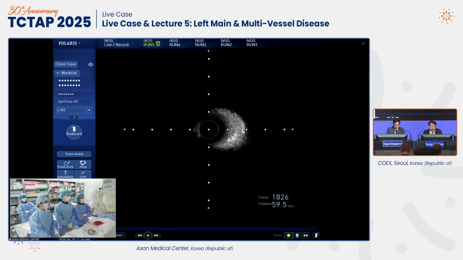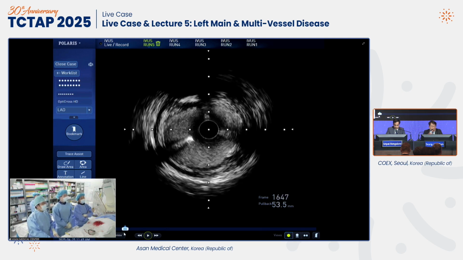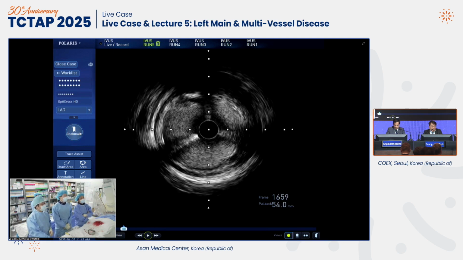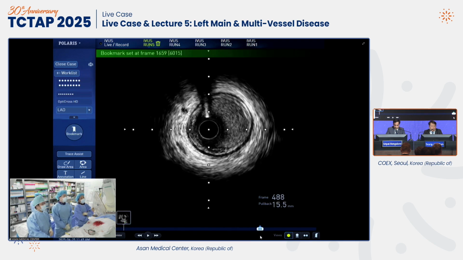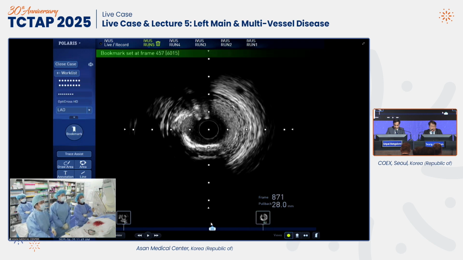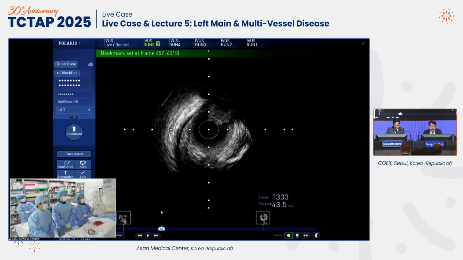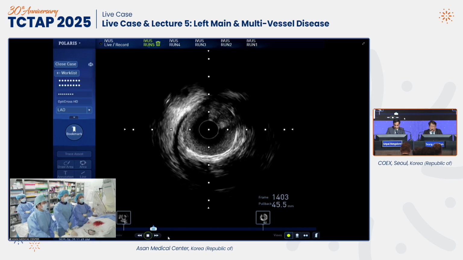The left main itself is also not too much disease, right? Just the carina part, there's a small plaque burden. However, what about the main ostial part? What about the LAD ostium? We just show the LAD ostium. How about the circumflex ostium? Have you assessed that more formally with IVUS?